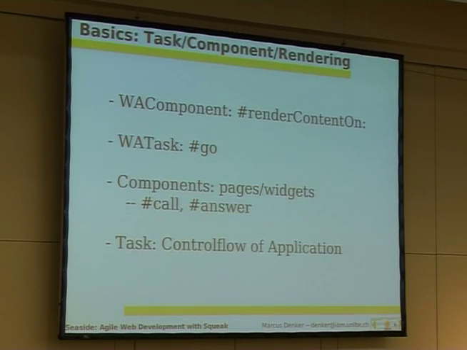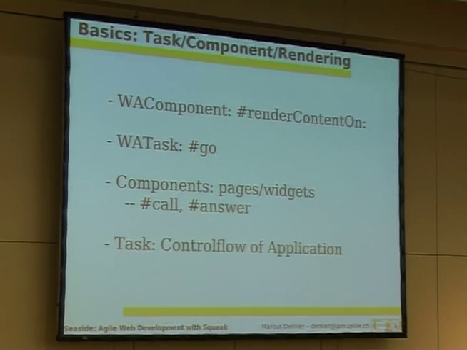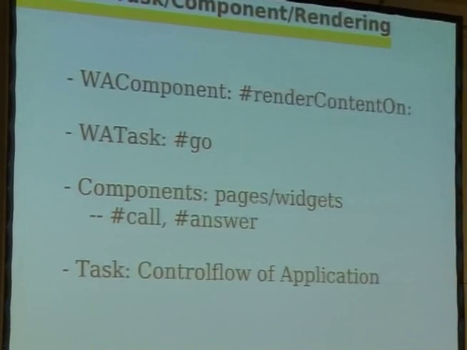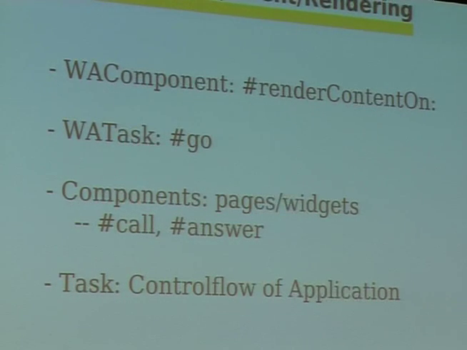So we have seen a WA component which uses the render content on method to implement what to show on the screen. We have seen a WA task example, our first example. And so what should be remembered from that is that the components are a bit like widgets in a widget set. And the task is the control flow of the application, so the application itself in a way. We will see examples for that later.